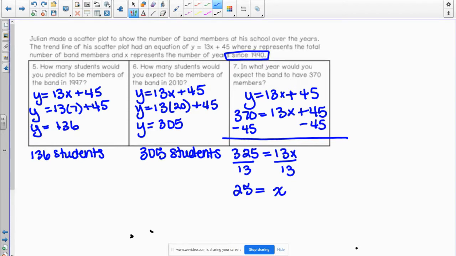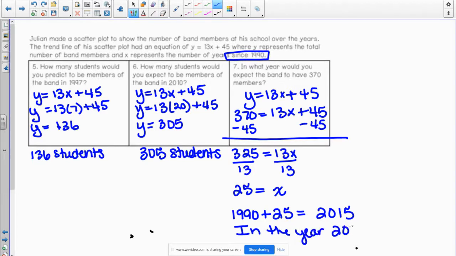Now, it's not 25 years. This is in which year. So remember, x represents the number of years since 1990. So we're going to take 1990, add 25 years to that, and we have 2015. So in year 2015. So there are examples of how to use the equation that we found in the last learning target, and how that helps us solve equations.